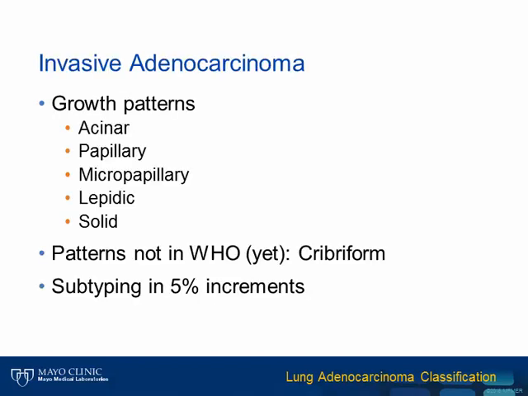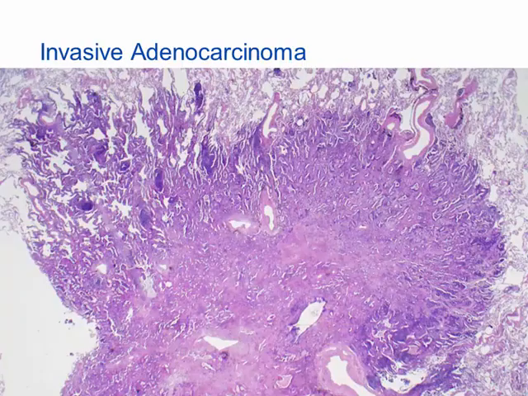Invasive adenocarcinomas can be comprised of different growth patterns, including acinar, papillary, micropapillary, lepidic, and solid. Cribriform pattern is also a growth pattern of invasive adenocarcinomas that has been recently described and therefore is not in the current WHO classification. These growth patterns should be subtyped in 5% increments.